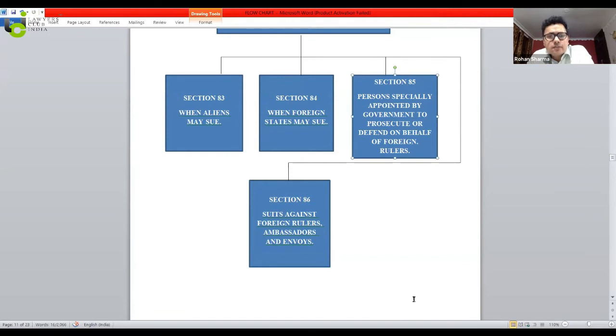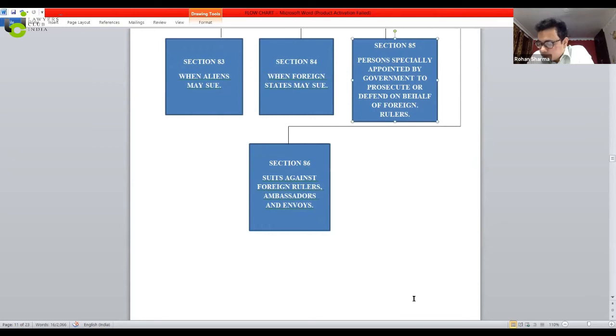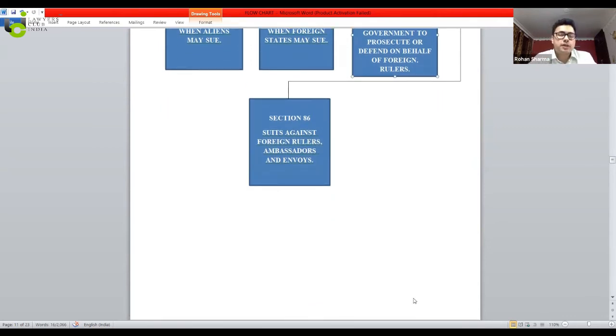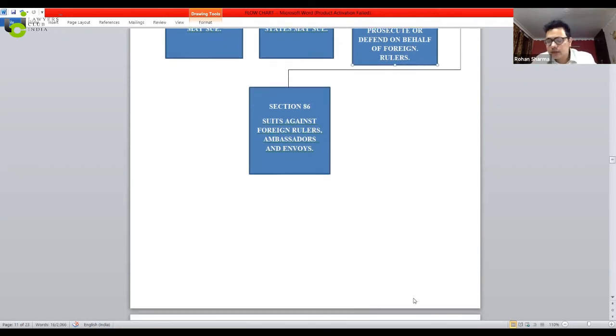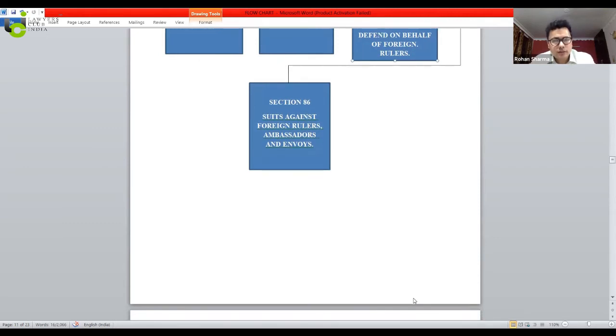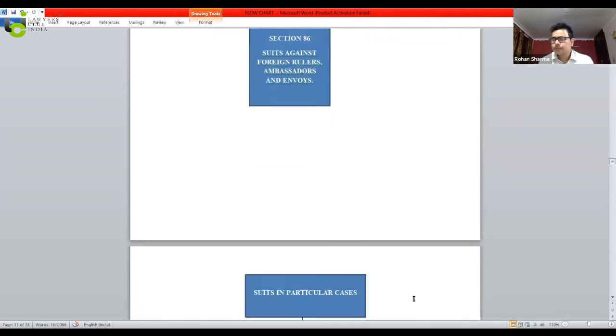Section 85 gives the power to the central government to appoint a prosecutor or a defendant on behalf of any foreign state or on behalf of a foreign ruler if the foreign ruler requests the same. Section 86 deals with the process to be followed in case a suit has to be instituted against a foreign ruler by an Indian citizen. Therein, you need central government permission and certain other modalities, which this section talks about.